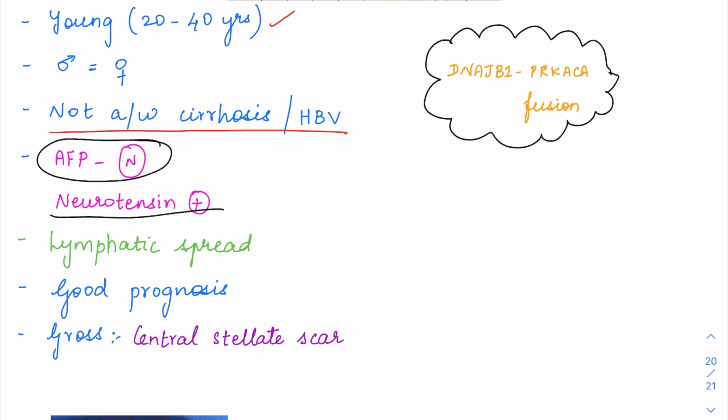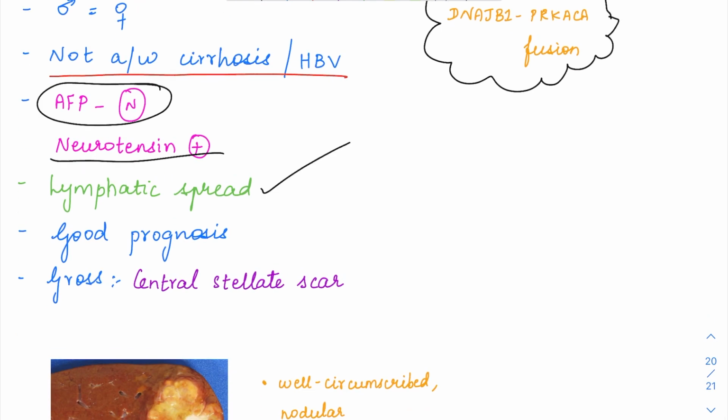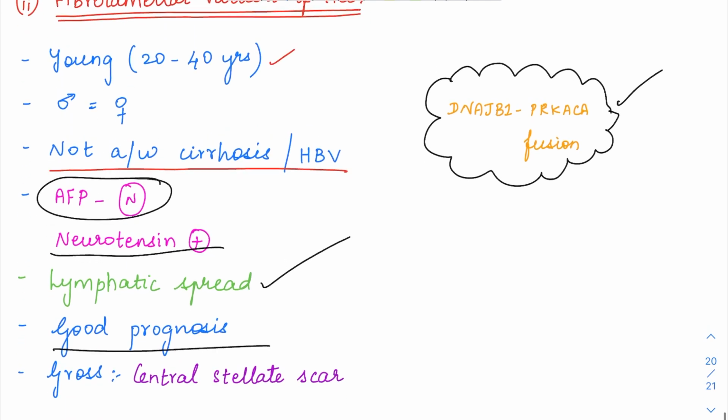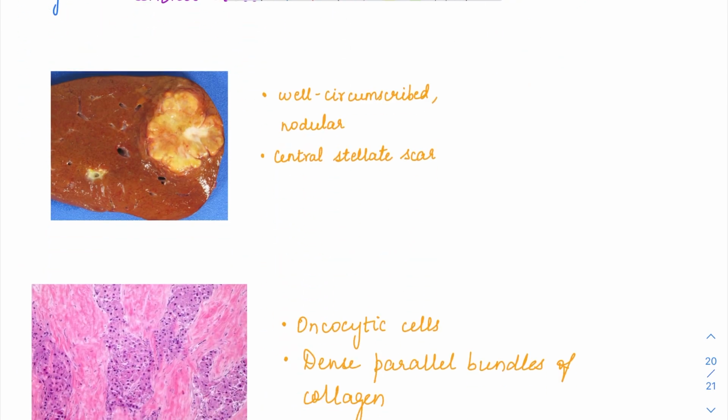So how do you identify it? On immunohistochemistry, neurotensin will be positive, and here it is going to have a lymphatic spread rather than a hematogenous spread as in a hepatocellular carcinoma. And then this is going to have a good prognosis. Its pathogenesis is also different. It is going to have a fusion involving the protein kinase. So DNAJB1 along with the protein kinase fusion is going to be present in fibrolamellar carcinoma. Since it is exactly opposite to hepatocellular carcinoma, it is more prone to being asked in MCQs.